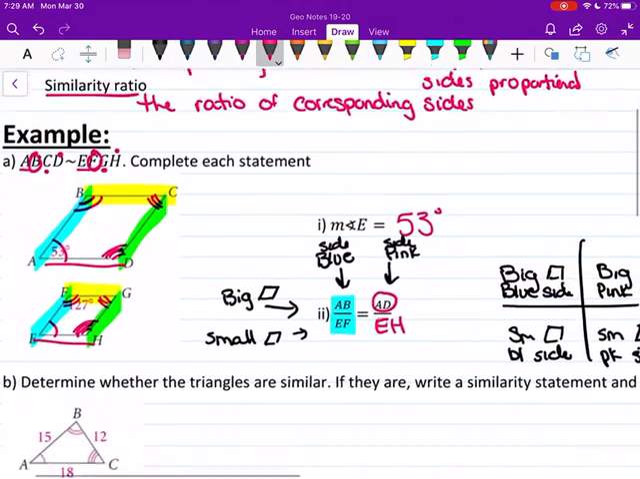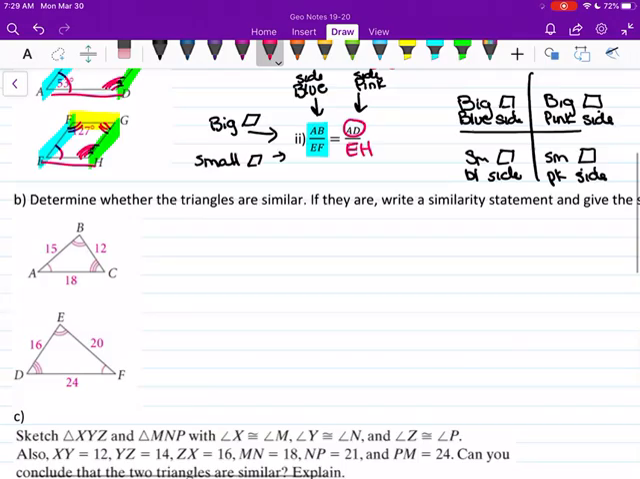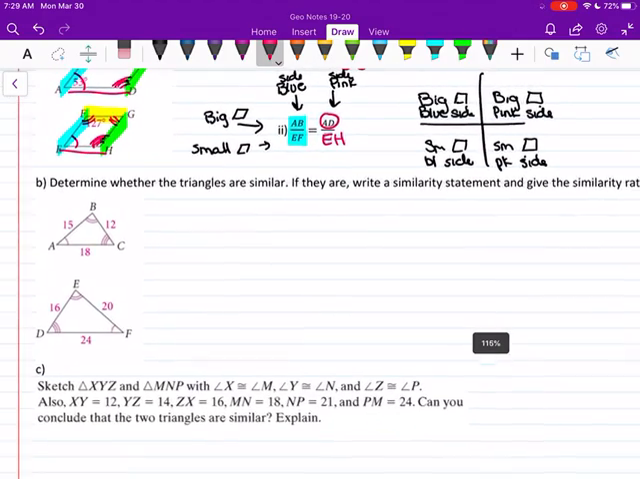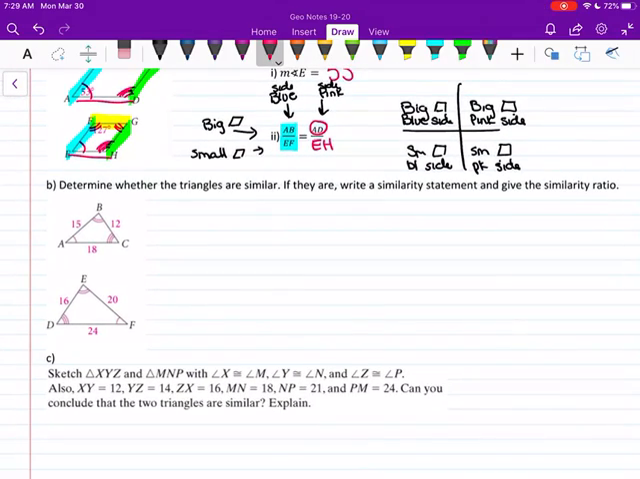Okay, let's continue on. Our next set of examples say determine whether the triangles are similar. Sorry for moving this around all the time. Determine whether the triangles are similar. If they are, write a similarity statement and give the similarity ratio.